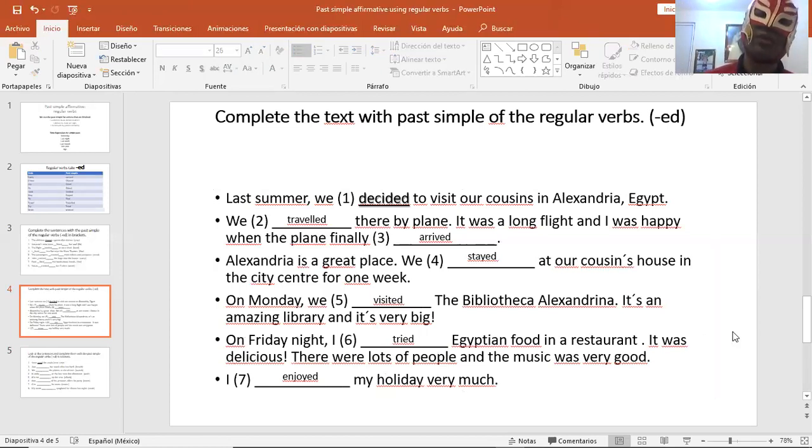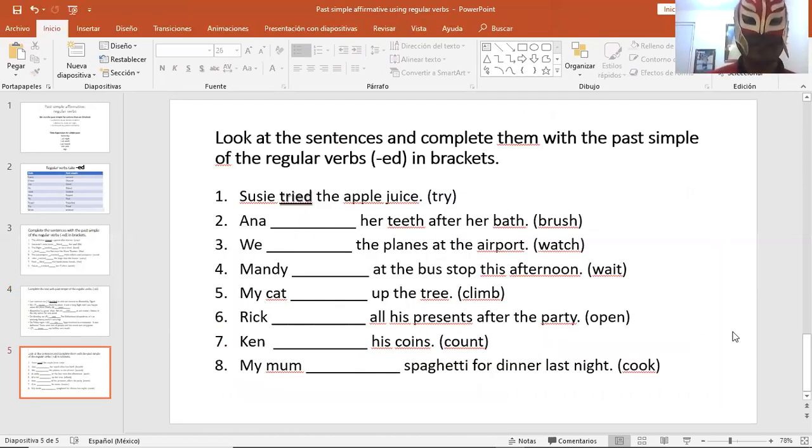Excellent, my students. And you still have to do one more exercise, okay? Look at the sentences and complete them with the past simple of the regular verbs. Remember all the regular verbs? Take the verbs in brackets, okay? Number 1, the verb in brackets is try. Susie tried the apple juice. So you have to write try in past simple. Right here, we have the example.